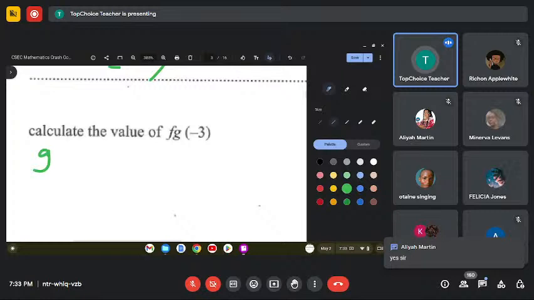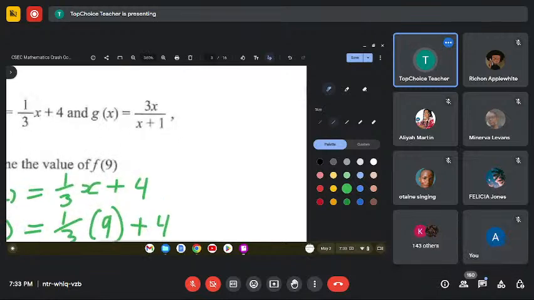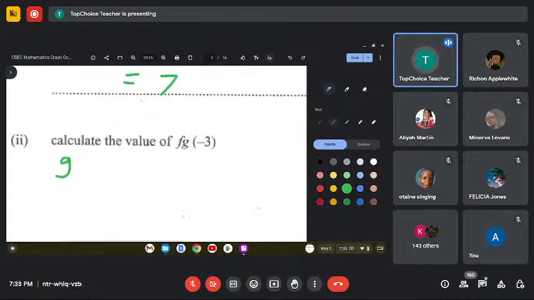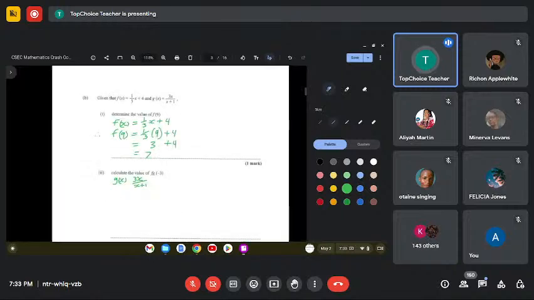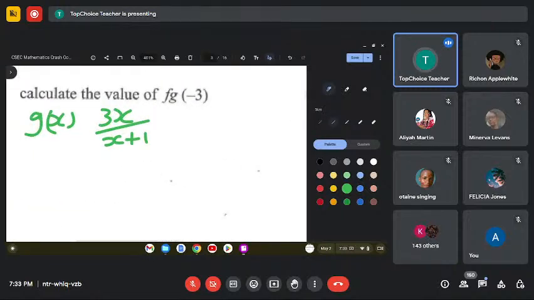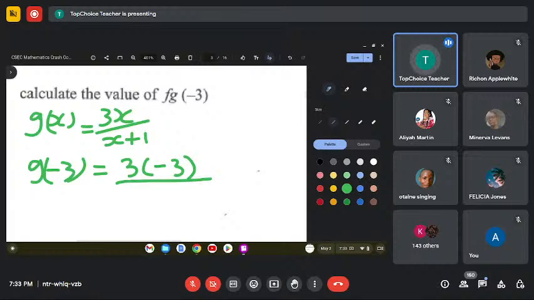So let's find g of negative 3. But what was g of x? Let's write it down first. g of x is equal to 3x over x plus 1, right? That's what g of x is. So for g of negative 3, we substitute negative 3 there. That will be 3 times negative 3 over, where x is, we put in negative 3 plus 1.